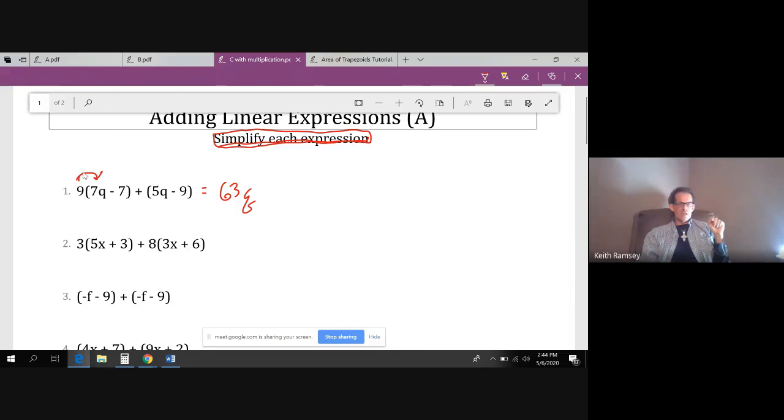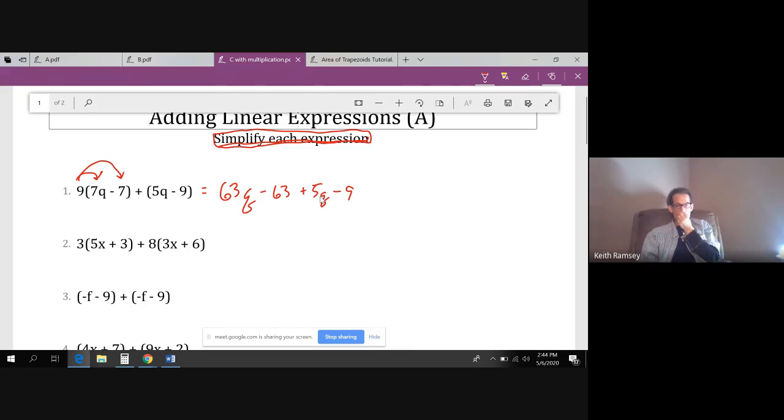And if I do 9 times -7, I'm going to get -63. And then I look at my next one. There's nothing to distribute here. Notice there's no number outside, so I just rewrite this equation. So I have, this is positive 5q, so I write plus 5q, and this is -9, so I write -9.